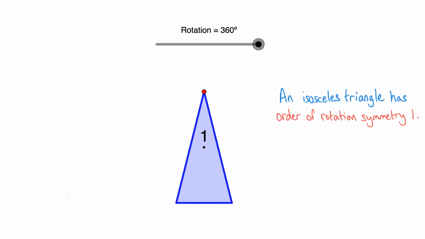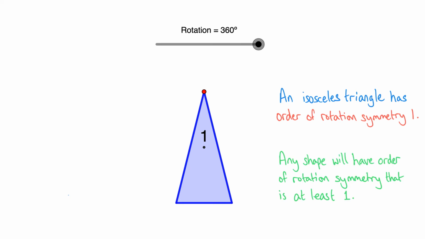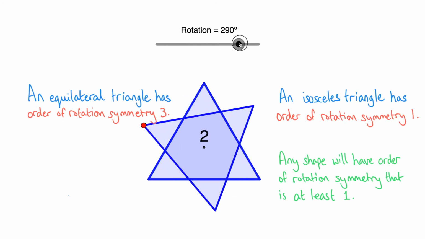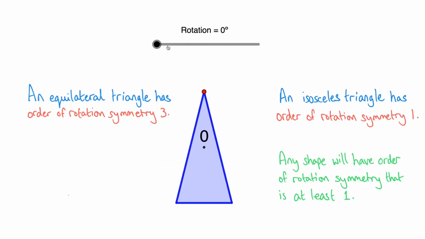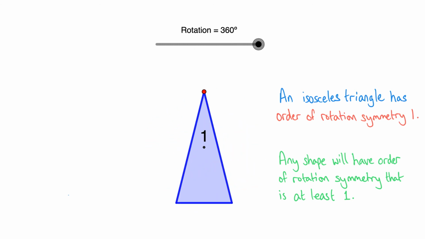Now this is an important point. Every single shape after one full turn will fit on itself perfectly, so its order of rotational symmetry will be at least 1. It might be more. If you remember, the equilateral triangle had an order of rotational symmetry of 3, but the isosceles triangle has an order of rotational symmetry of just 1. No shape is ever going to have an order of rotational symmetry of 0.